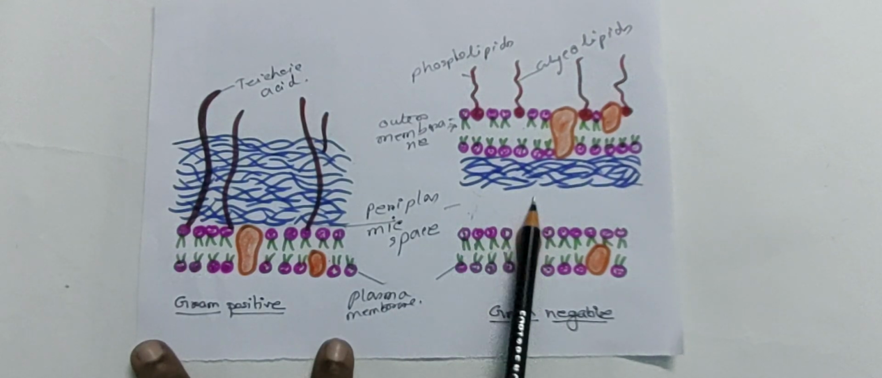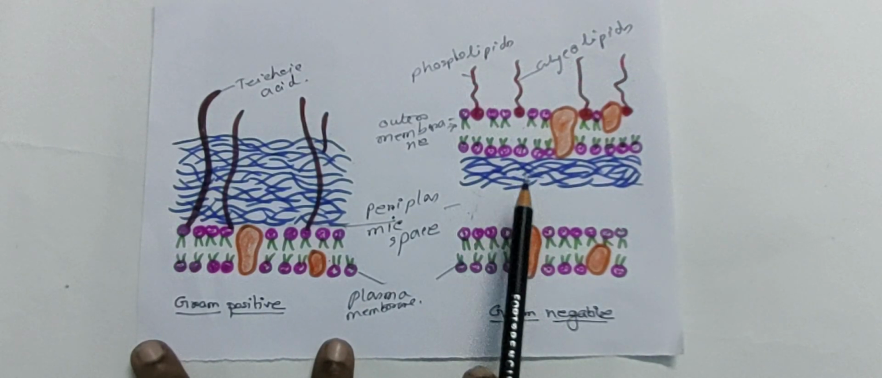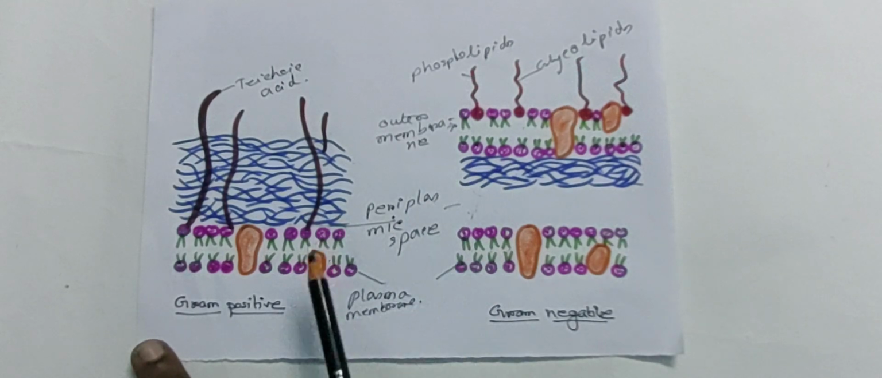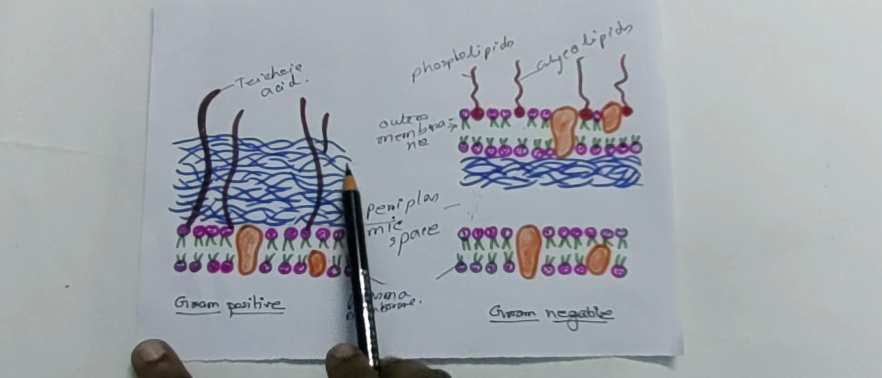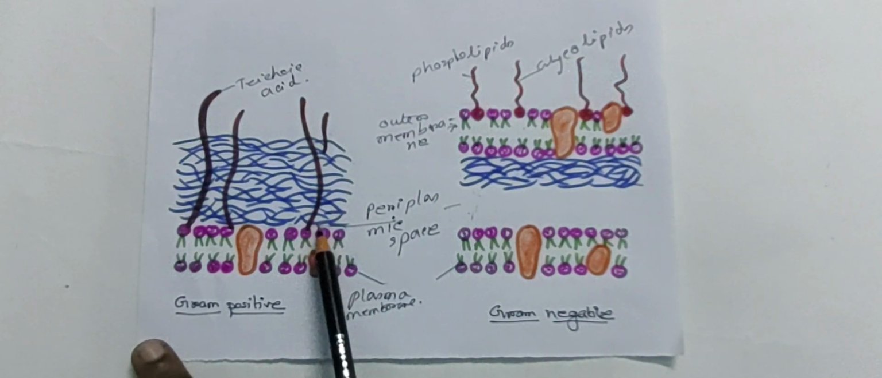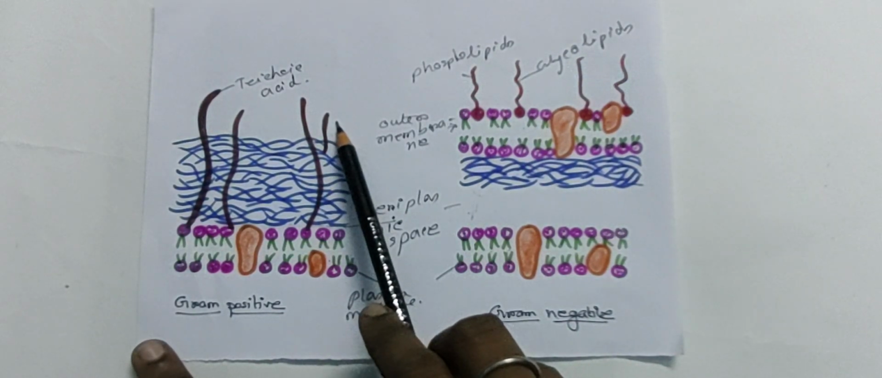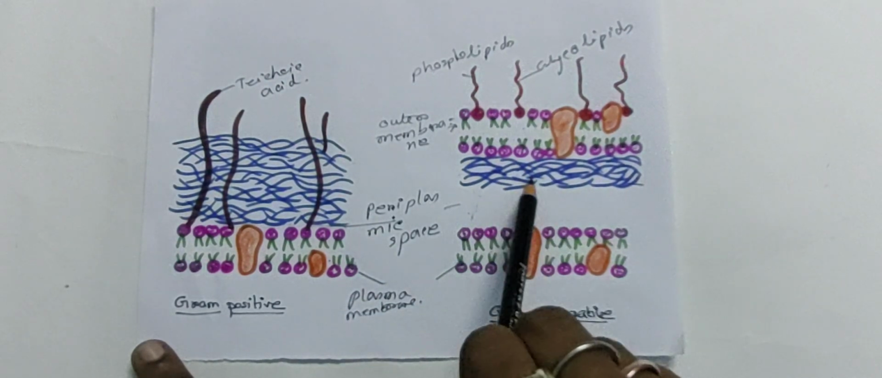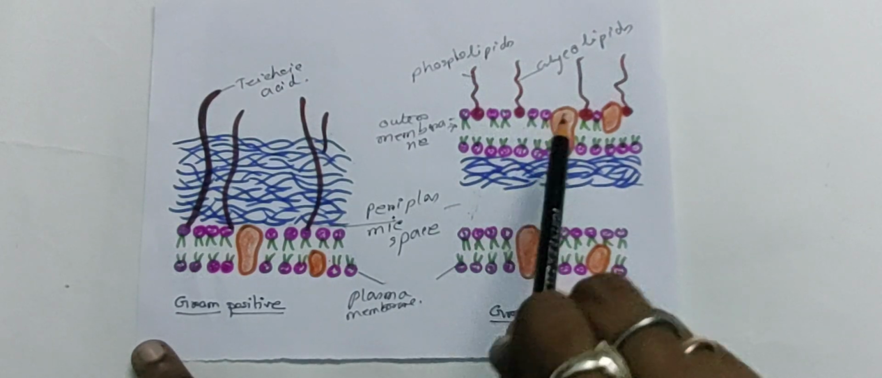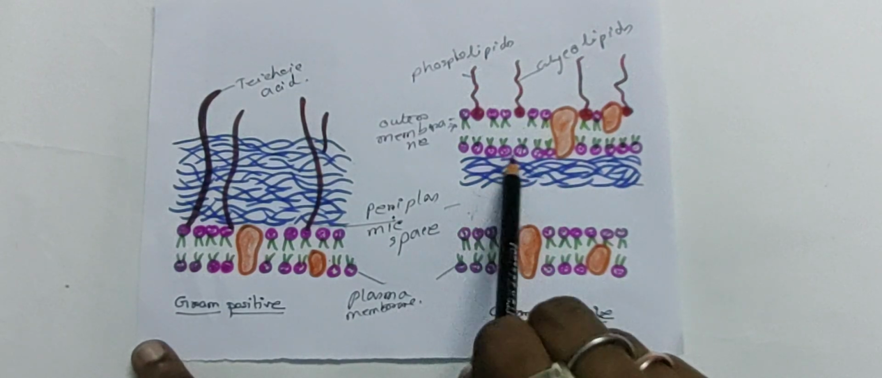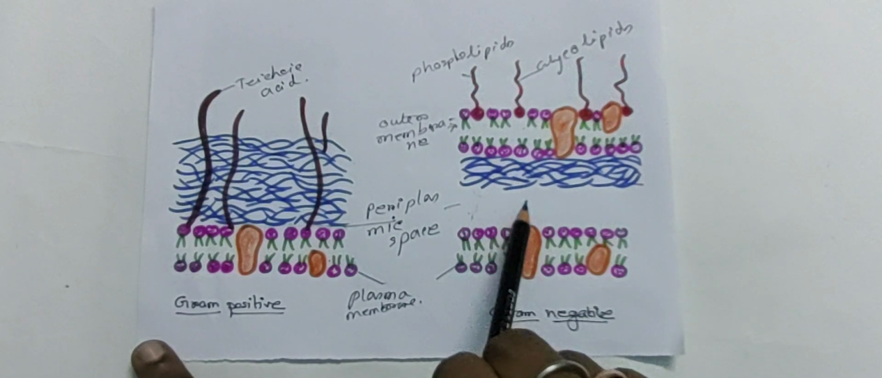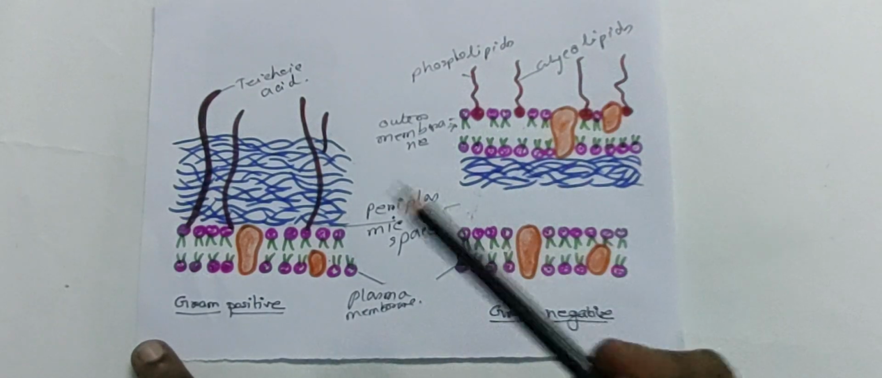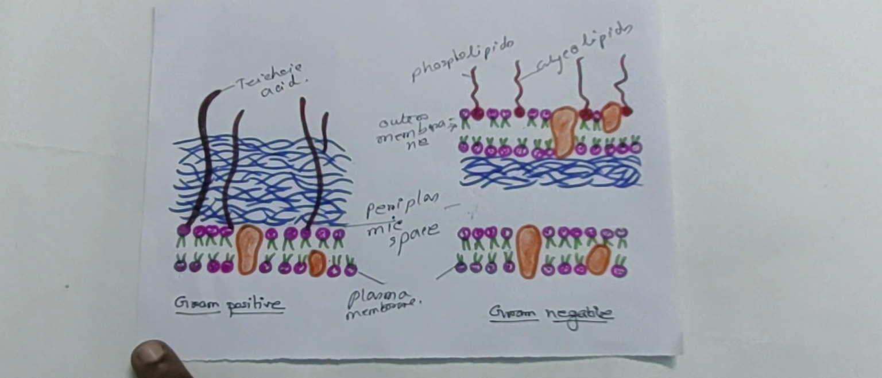Depending on this procedure, Christian Gram classified these bacteria into two groups. Gram-positive bacteria retain the gram stain because their peptidoglycan layer is very thick, and the stain is not able to get out of the cell wall. But gram-negative bacteria have a thin peptidoglycan layer, so they are unable to retain the stain. All the stain gets washed out by the alcohol. Okay, so these are the two types of bacteria.